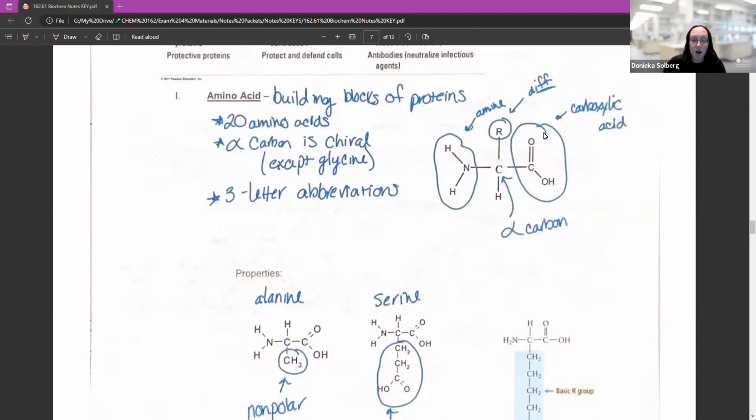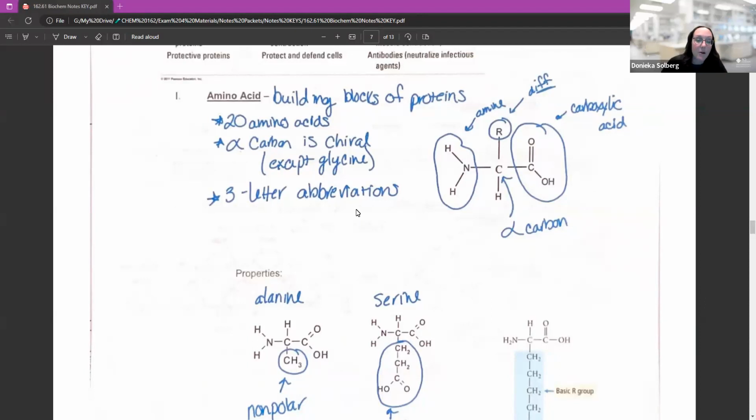On one side, it has a carboxylic acid, and on the other side, it has an amine. So C double bond OH and an NH2. And the fourth thing bonded, we'll just call an R group because it's different for different amino acids. This is what changes between amino acids. Everything else is the same. There are 20 amino acids, and this alpha carbon is always chiral because this group is different. All except for glycine, because glycine's R group is just hydrogen, so it's not technically chiral, but the rest of them are chiral. The 20 amino acids all have a 3-letter abbreviation.